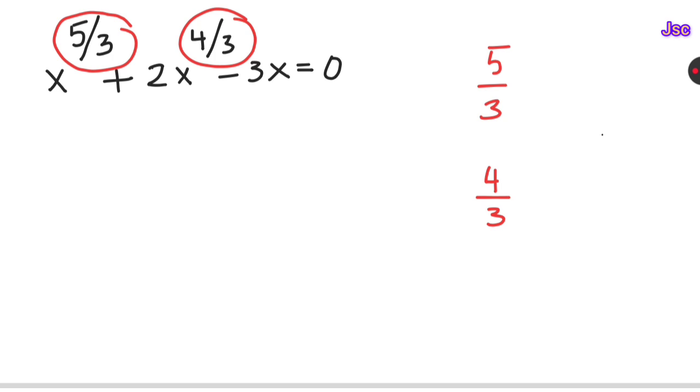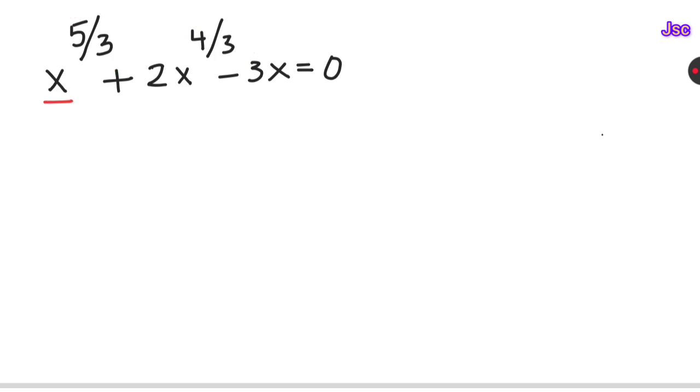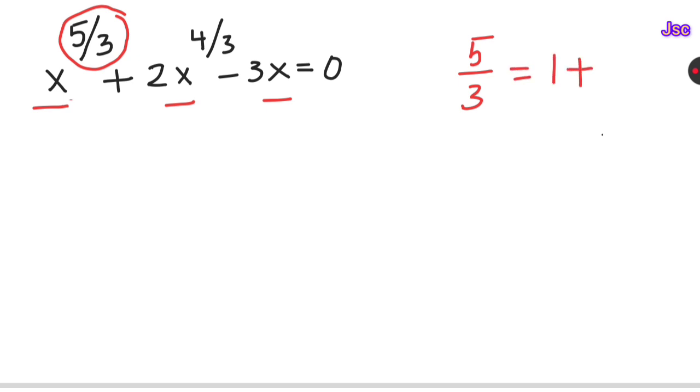We can start by noticing that the terms with fractional exponents have a common base of x. See here, in the first term we have x, and the second term also we have x, and the third term also we have x. So let's try to take x as common. So that's why we convert this fractional form in terms of 1 plus something. So this 5 over 3 we can write in terms of 1 plus something, that means 1 plus 2 over 3, which gives 5 over 3. So instead of 5 over 3, I am going to write 1 plus 2 over 3.